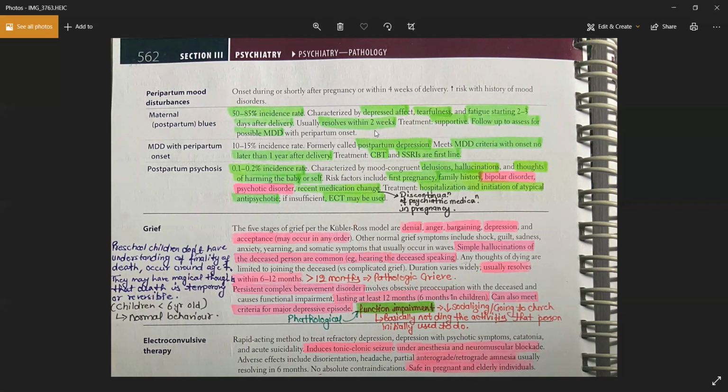If it persists after the 2 weeks, that's exactly what you need for the diagnosis of MDD, right? You need the symptoms to be lasting for more than 2 weeks. So after 2 weeks, you will diagnose it as MDD. And please note, you won't call it MDD with peripartum onset if it happens after 1 year of the delivery. It should be present within 1 year of the delivery of the baby.